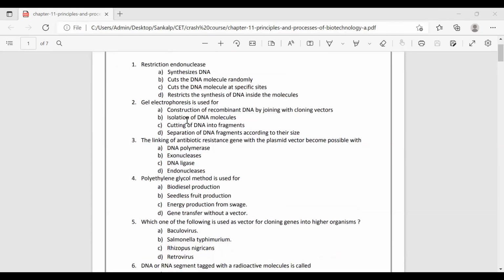Then fourth question, polyethylene glycol method is used for option A, biodiesel production, option B, seedless fruit production, option C, energy production from sewage, option D, gene transfer without a vector.